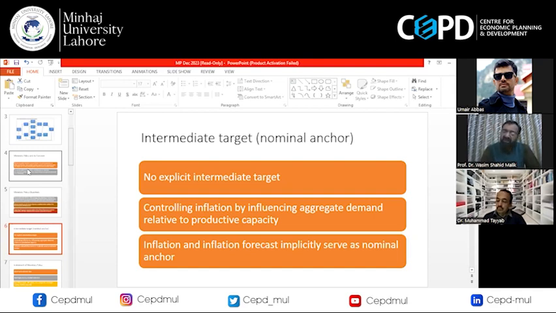By the way, Pakistan is not fully into the inflation targeting regime, but in an inflation targeting regime, the nominal anchor or intermediate target is inflation forecast. According to the website of State Bank of Pakistan, inflation or inflation forecast implicitly serves as nominal anchor. So we can say that there is no explicit nominal anchor or explicit intermediate target, but there is an implicit target which can be inflation forecast or inflation itself.